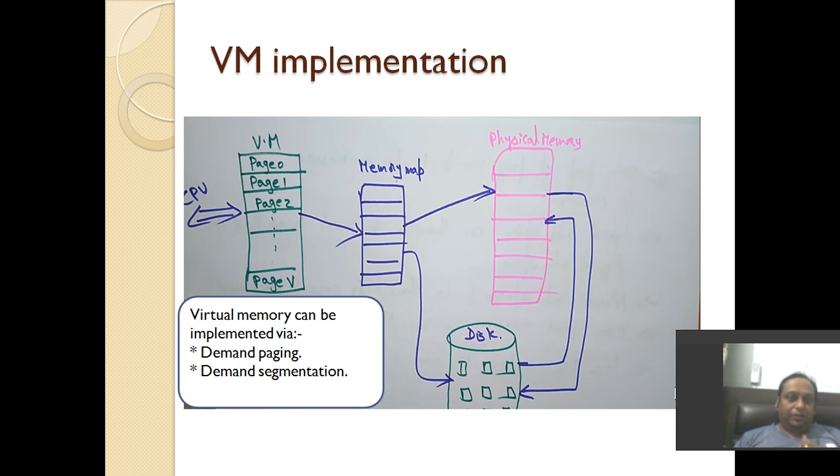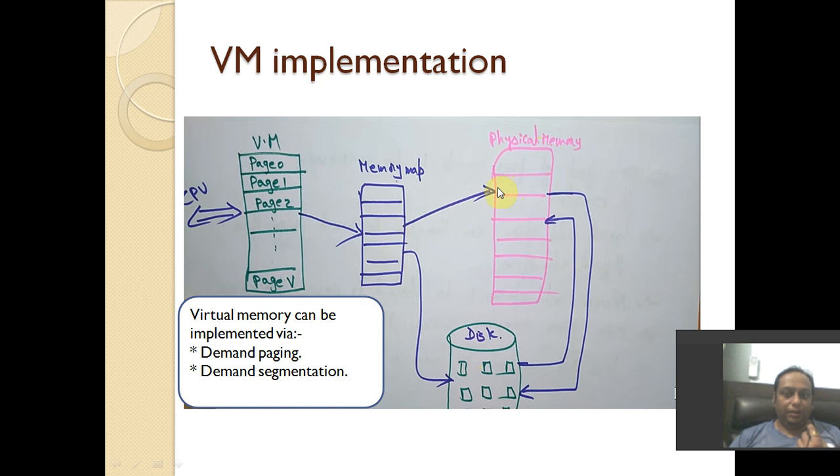Now, how virtual memory is implemented, I am going to explain with the diagram. Suppose the virtual memory storage is assigned in page form: page 0, page 1, page 2, up to page n. The CPU interacts with the virtual memory, meaning the user interacts through the memory map. If the CPU requests any page, the memory map sends the request to the physical memory. Physical memory is the main memory, meaning RAM, and the request is also sent to the disk. Disk is the secondary storage.